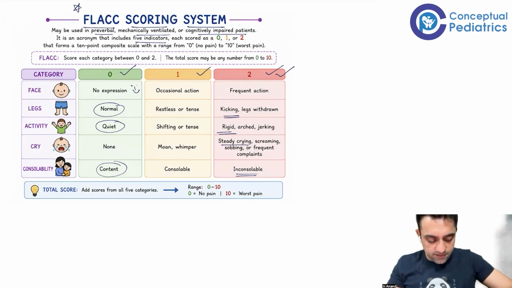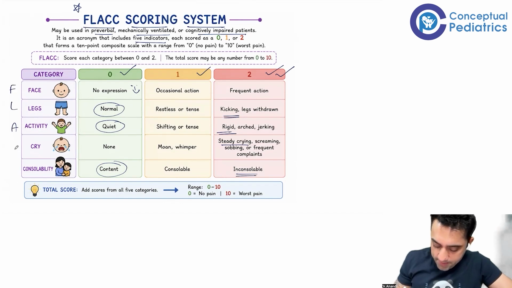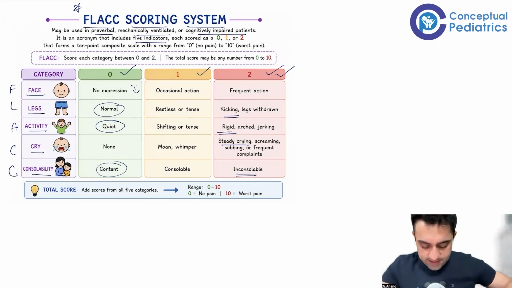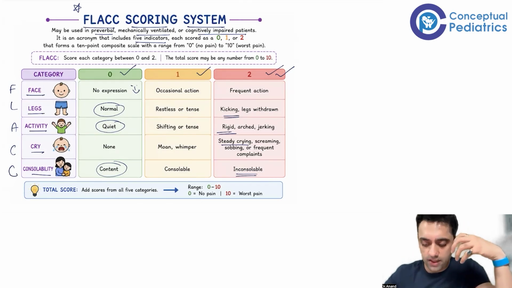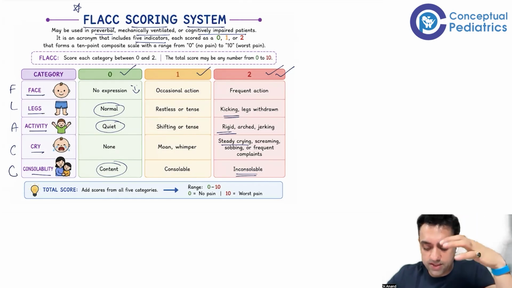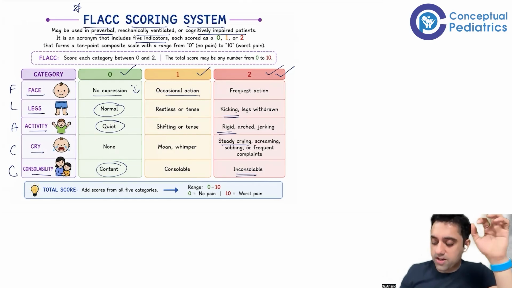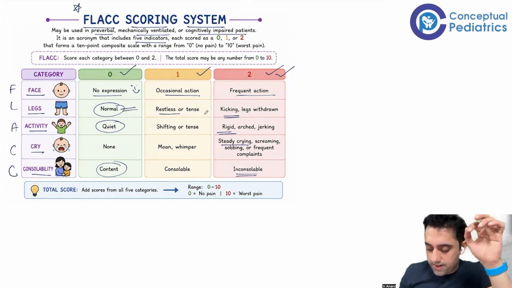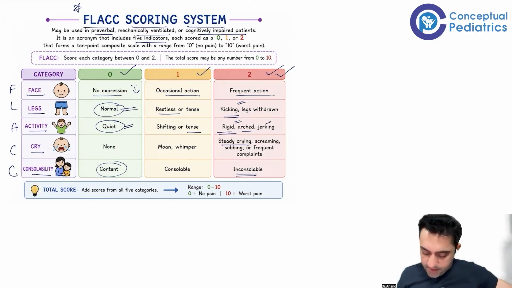Number two, in this FLACC scoring system, we have Face, Legs, Activity, Cry, and Consolability. So this is the FLACC scoring system, a straightforward question, and it is for mechanically ventilated or cognitively impaired babies. For these babies we assess face: okay, no expression, occasional or frequent expression; legs: normal, restless, kicking; activity: quiet, tense, rigid, arched or jerking; and cry: no cry, or he moans with pain.